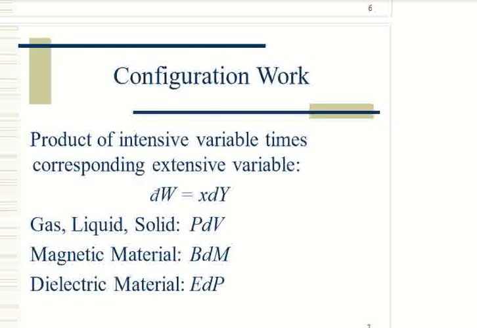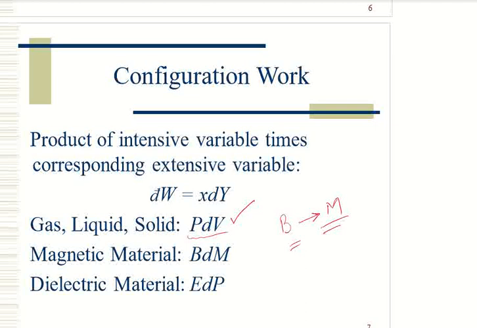So these are called configurational work. And in this case, for gases, liquids and solids, we are using the work done PdV that we have already seen, this first term. And if we have some magnetic material to which we apply magnetic field B, and as a result we get some magnetization, then there is also some kind of work done. We call it magnetic work done, and this is given by B times dM. dM is the change in magnetization.